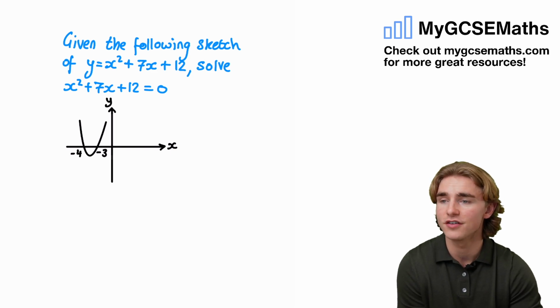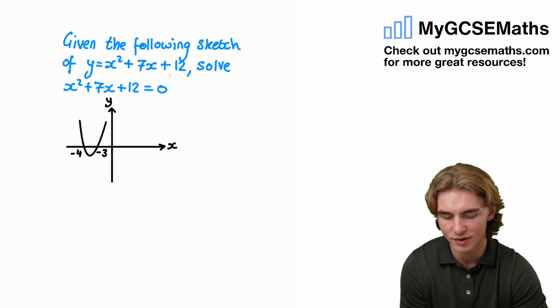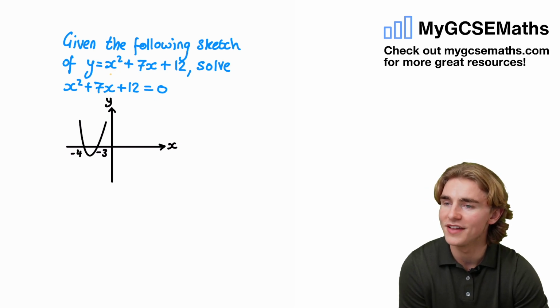Given the following sketch of y equals x squared plus 7x plus 12, solve x squared plus 7x plus 12 equals 0. What we see, guys, is that the x section of the quadratic here above, x squared plus 7x plus 12, is actually the same as down here, x squared plus 7x plus 12. In the first case, it's equal to y. In the second case, it's equal to 0. So what can we do?